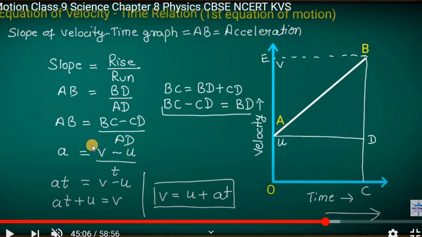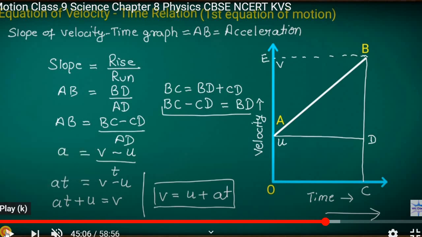Now we want the formula of V. So what we are doing, all the things come to this side. So it becomes AT. This U, if it comes this side, then it becomes a plus. So AT plus U is equal to V. Now let's rearrange this formula, meaning V is equal to U plus AT. So this is our first formula, the first equation of motion, and it is the velocity versus time relation.